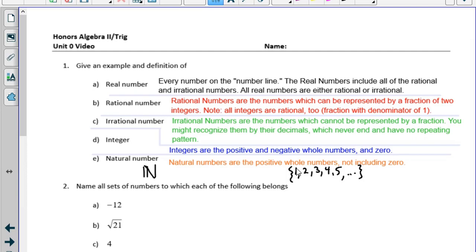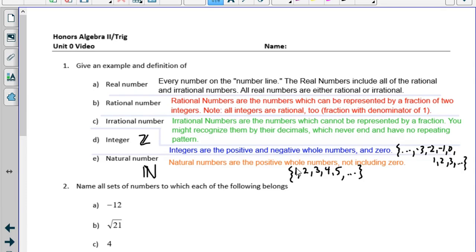And I'm going backwards on this because I'm going from quote unquote smallest to biggest. The integers, which have symbol Z with an extra line, are the positive and negative whole numbers and 0. So notice that the natural numbers did not include 0. The integers do include 0, and they go infinitely in both directions. So -3, -2, -1, 0, 1, 2, 3, and so on, going on in both directions. So that's the integers.